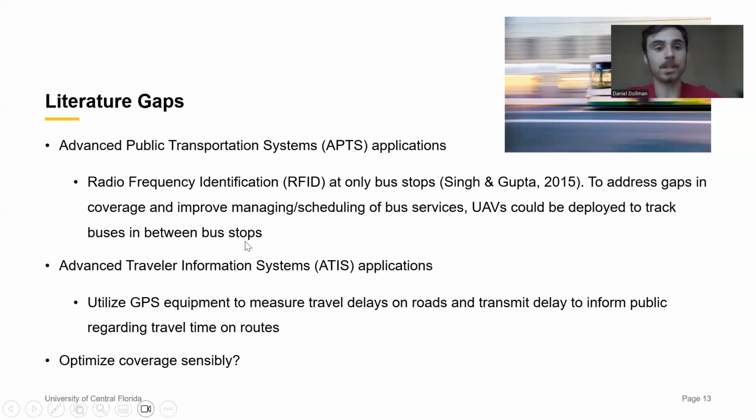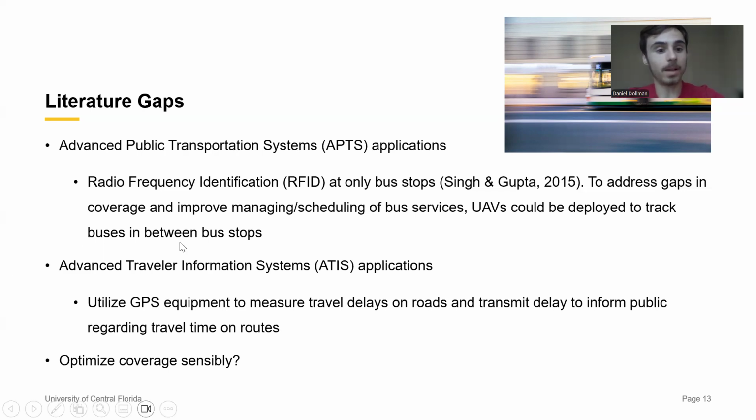Then there are some literature gaps, such as in the advanced public transportation systems realm. That's another system of ITS. I put this bullet point here because in a study, researchers were investigating RFIDs at bus stops, but the weakness was that these RFIDs were only utilized at the bus stops, and we wouldn't know how the buses are doing in between bus stops. And this is all for the purpose of managing and scheduling bus services. However, UAVs could be deployed to track buses in between bus stops so as to increase coverage and knowledge of the whereabouts of buses and improve scheduling.